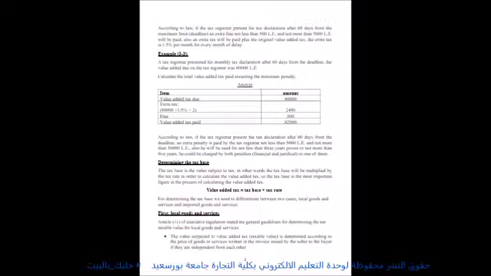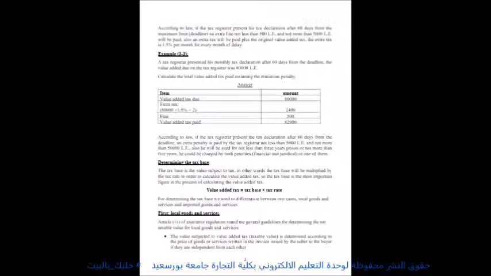Determining the tax base. As we mentioned before, in order to calculate the value added tax, I need to multiply the tax base, or as we mentioned before, the incremental value, multiplied by the tax rate. For determining the tax base, we need to differentiate between two cases, the local goods and imported goods. Let's start with the first type of goods, local goods and service. How to determine the tax base in case of local goods.